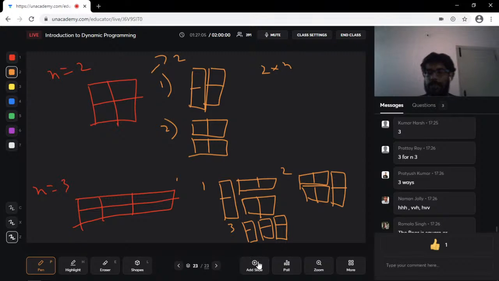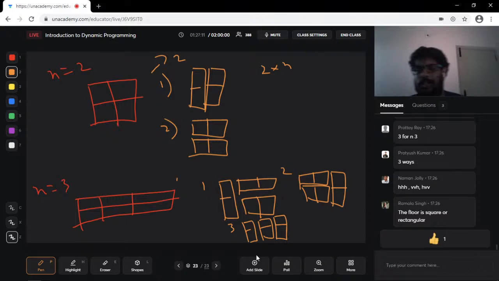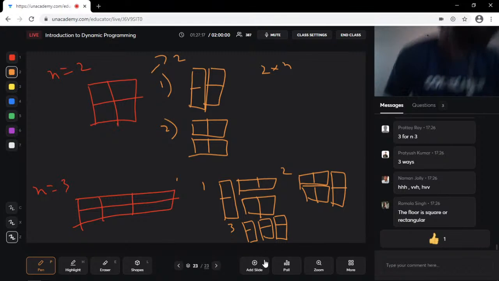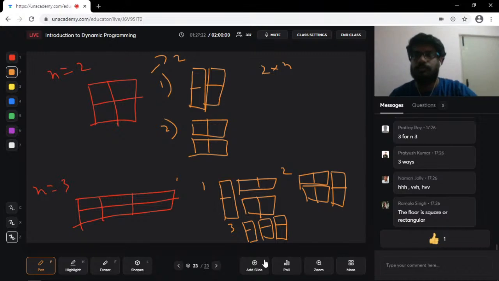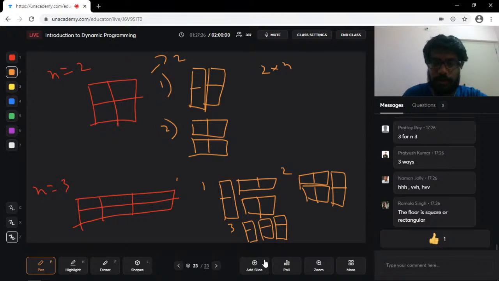So now how do we solve this problem? For obviously n equal to 2 and 3, it's kind of easy, and you will see that as you go for larger floors, it's going to become harder and harder. Right. So we'll see. So how do we go about solving this?